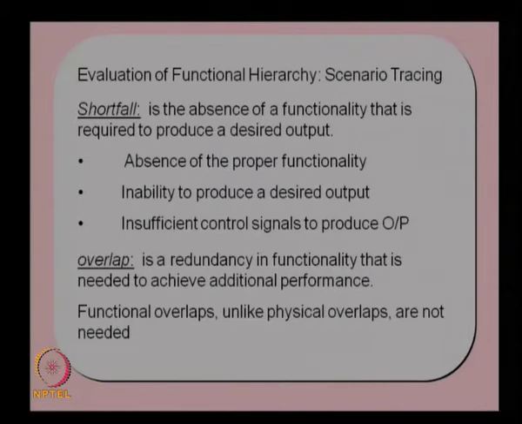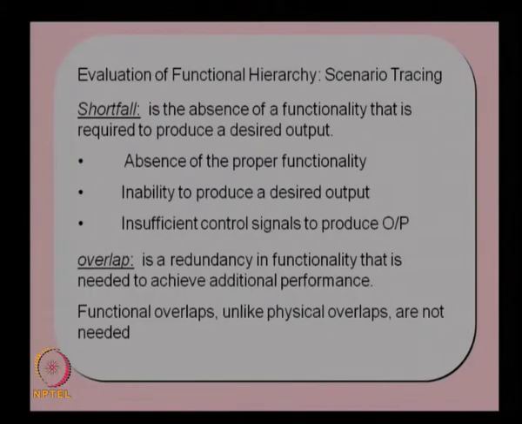So the functional overlaps, unlike physical overlaps, are not needed. Of course we will provide physical overlaps in order to provide redundancy in the hardware, but in the function, overlap is not needed. If you can identify a function, one function is sufficient to produce an output from an input. We do not need to have an alternate function to do that. So that actually can be avoided in overlap. So if you go through the scenario tracing, we can identify the shortfall as well as the overlap of functions and check whether the functional hierarchy is proper or whether any modifications are needed in the functional hierarchy.